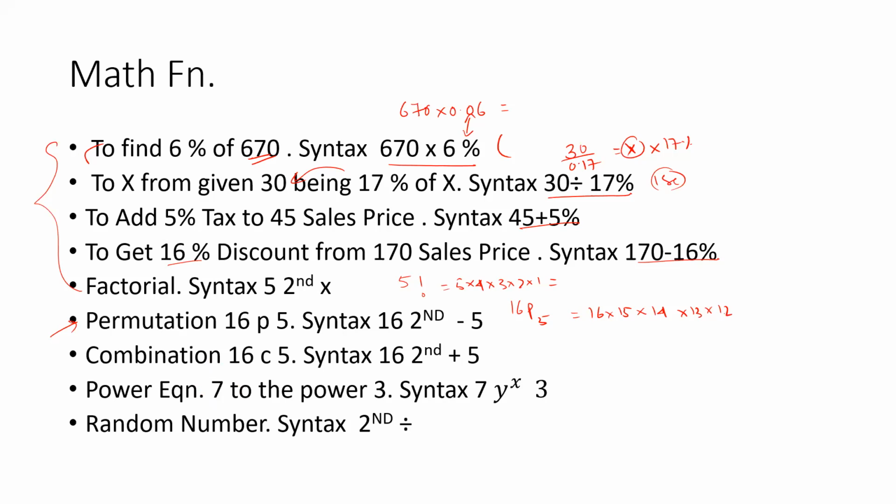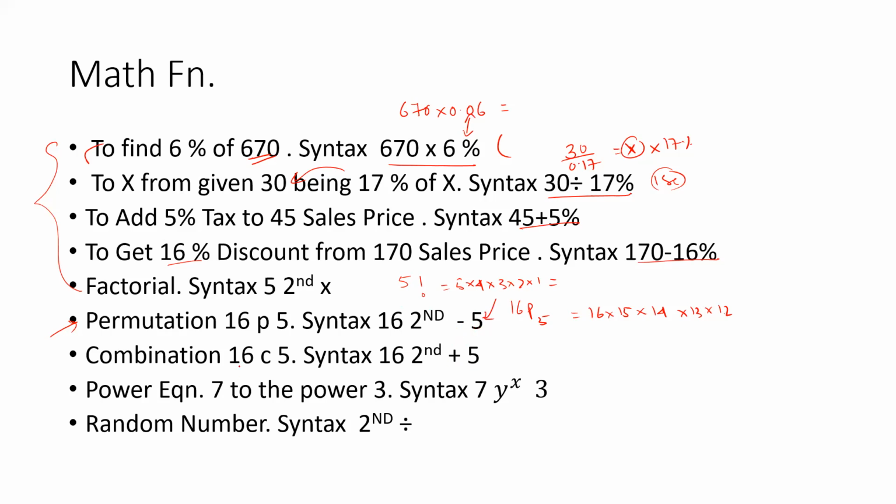524160. Yeah, it should be correct, of course, because 16P5. So maybe my calculator is a little old. So first you have to press 16, second, minus button, then 5. 16 second minus button and then 5 is equal to 524160. Thank you. Thanks a lot, Yogesh. So 16 second minus button and then 5.